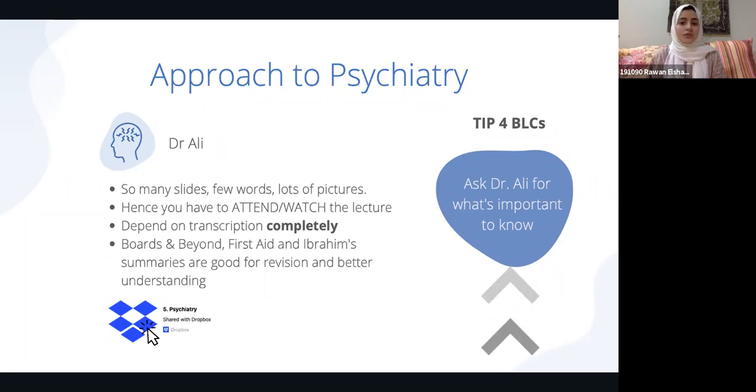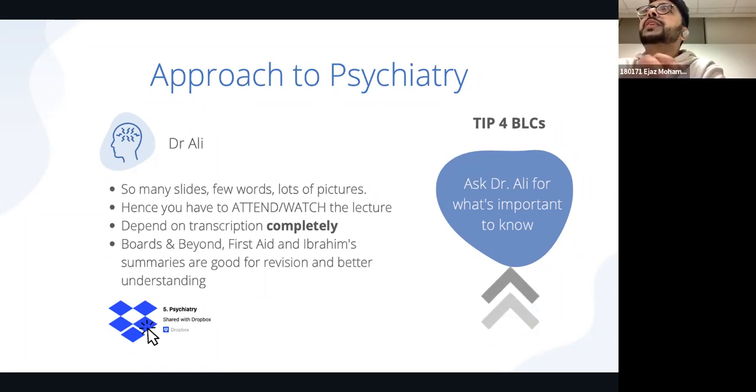Some people use First Aid, the tables are a really good summary. They tell you, for example, depression has an elevated level of this hormone, anxiety has this elevated, this decreased. Or there's the third option, which is Ibrahim's summaries. Ibrahim is a student from the 10th batch. He made really good summaries, mashallah. He has so many summaries, but for psychiatry they were recommended because the slides are so long, and a lot of people don't want to go through them, obviously.